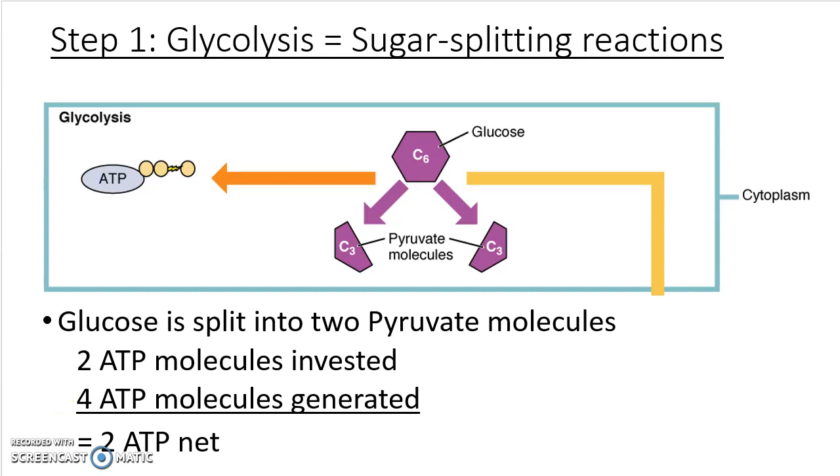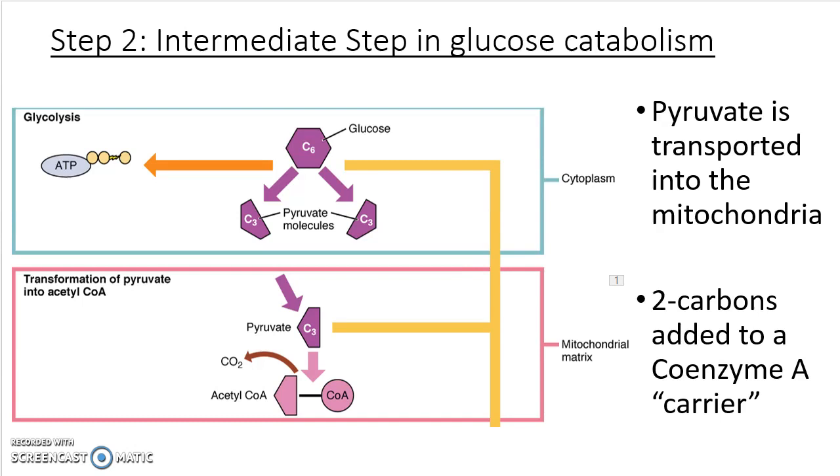So now we take a look at the end products. What can you do with those pyruvate molecules? Because there's still 3 carbons that are hooked together, so there's more energy trapped in those bonds between the carbons. And in what's known as the intermediate step in these catabolic reactions of glucose, the cells are going to take that pyruvate, both of the molecules that were produced from our original glucose, and they're going to transport that pyruvate into the mitochondria if they're eukaryotic cells.